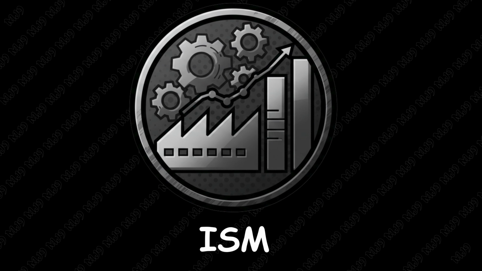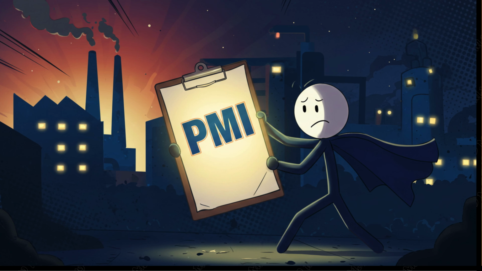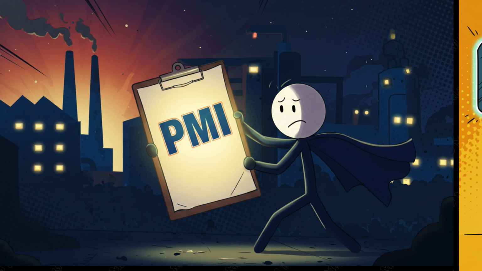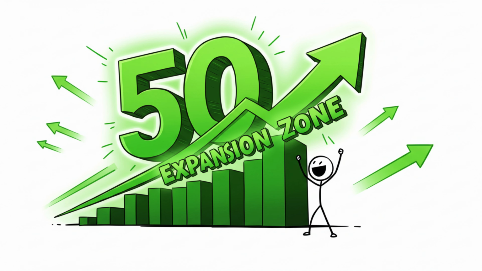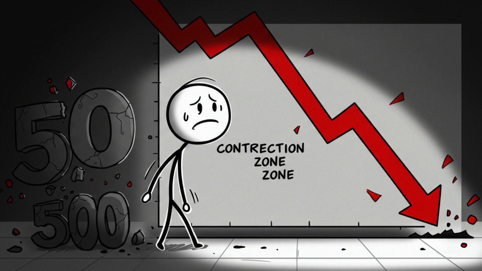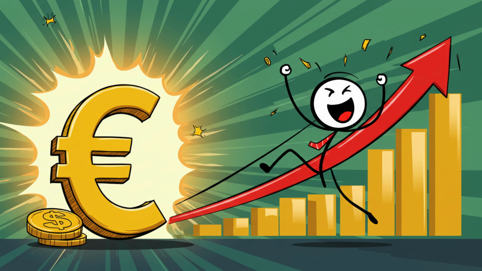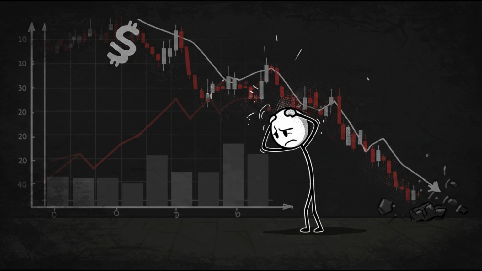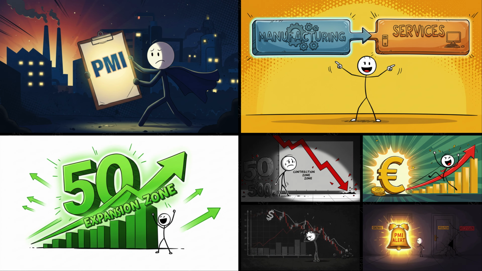ISM, Institute for Supply Management, PMI. ISM PMI stands for Purchasing Managers Index. There are two versions, manufacturing and services. A reading above 50 means expansion. A reading below 50 means contraction. Strong PMI supports the currency and stocks. Weak PMI signals slowdown and hurts the market. In simple words, PMI is an early warning of growth or recession.